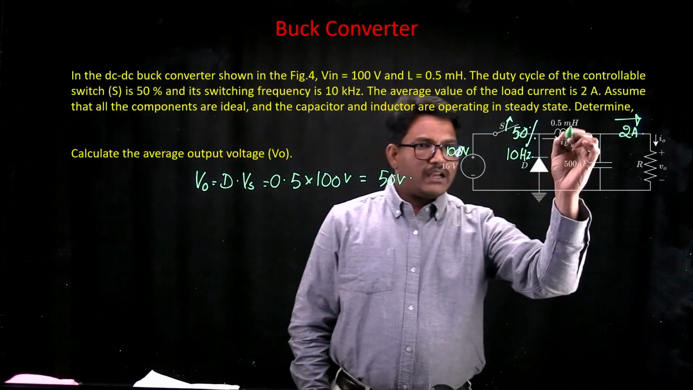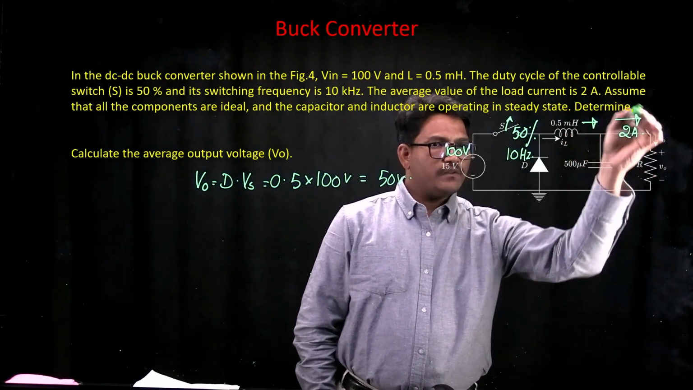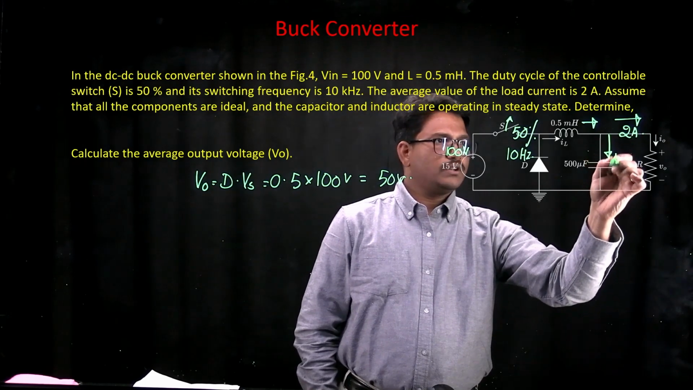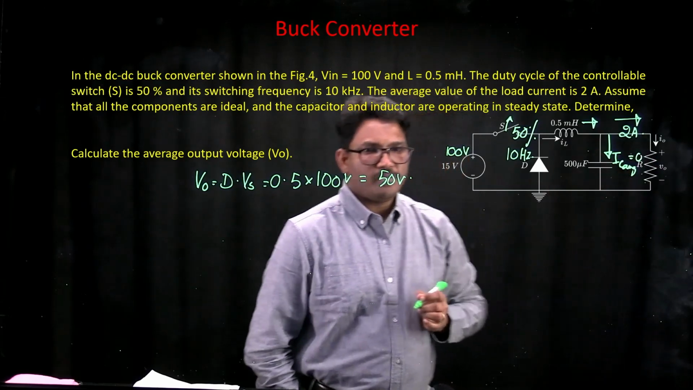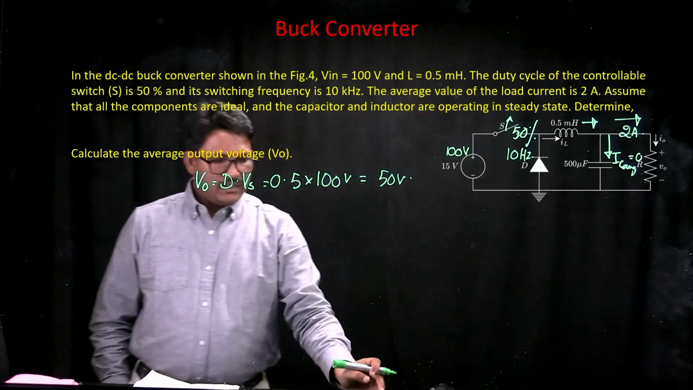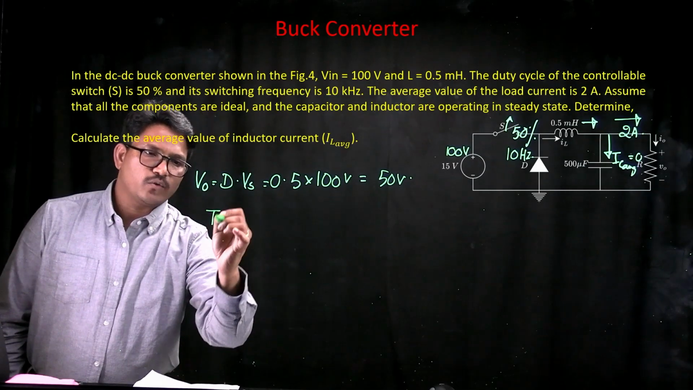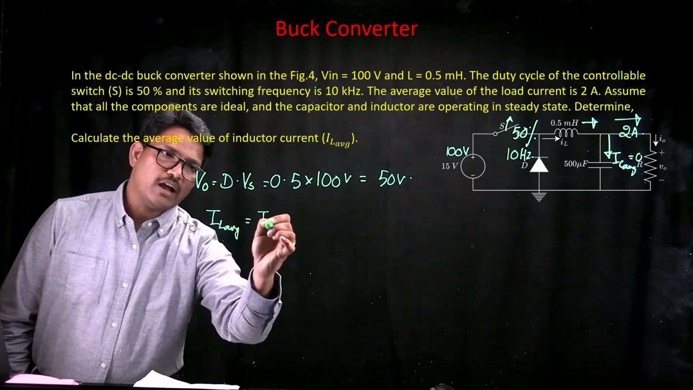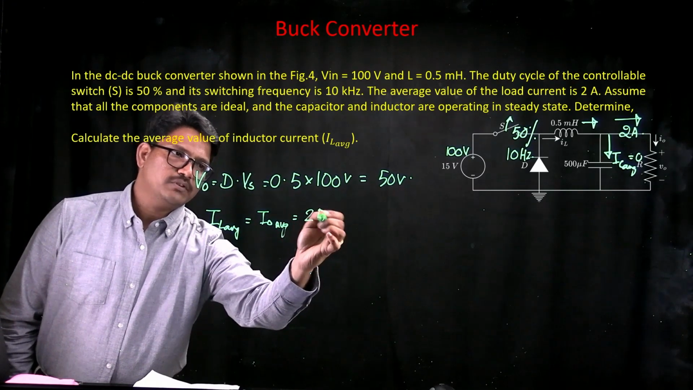The average value of the inductor current is going to be exactly the same as the average value of the output current, because the average value of the current that is flowing through the capacitor, IC average, is equal to 0. So if you wanted to get the average value of the inductor current, then your IL average is exactly the same as your I0 average, and that is 2 amps as given in the problem itself.